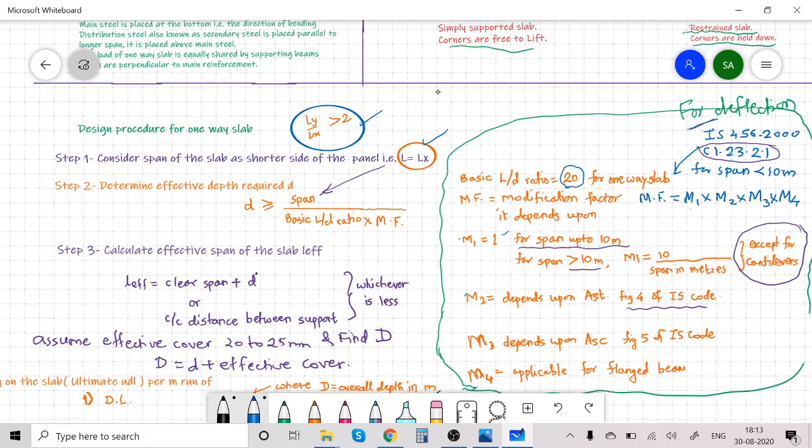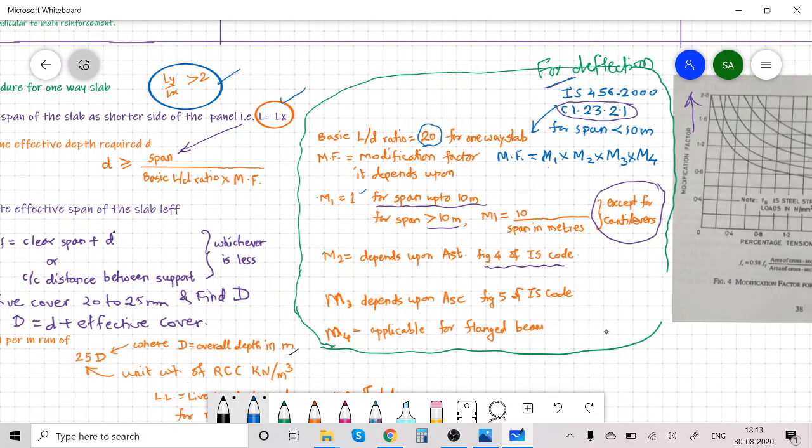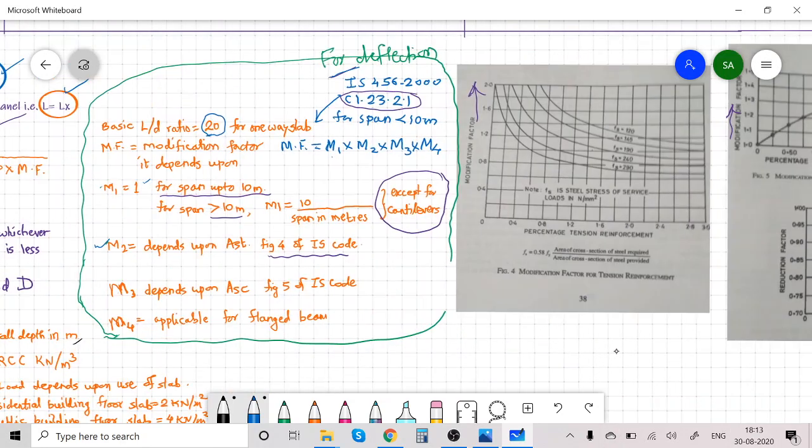Then M2. M2 depends upon percentage of area of steel, which is given in figure number 4 of IS code, page number 38. On x-axis, there is percentage of tension reinforcement, and on y-axis, there is modification factor M2. So this chart gives you the M2 value. Depending upon the grade of steel and percentage of tension reinforcement, you will decide the modification factor M2.